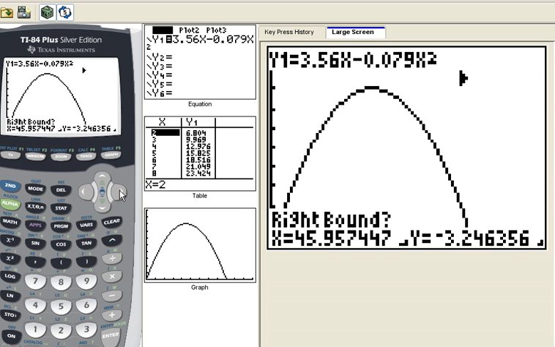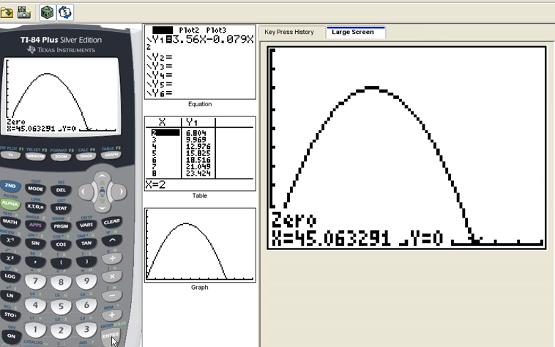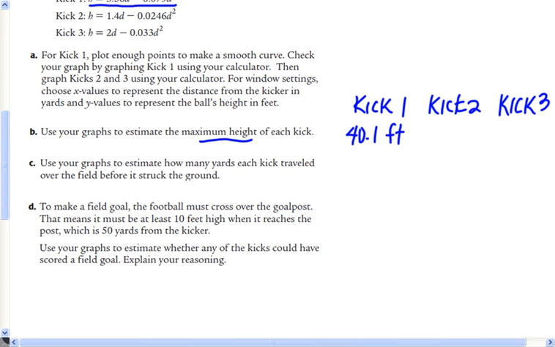Then I'm going to press my right arrow till y becomes negative. Press enter again, and then press enter one more time. And it says a little over 45, so we can say about, so how many yards did the kick travel? It was a little over 40 yards, 45 yards.